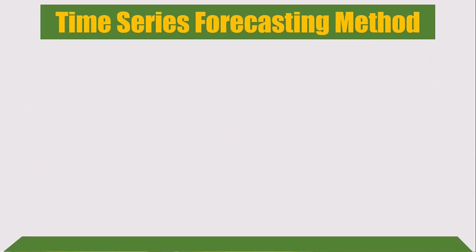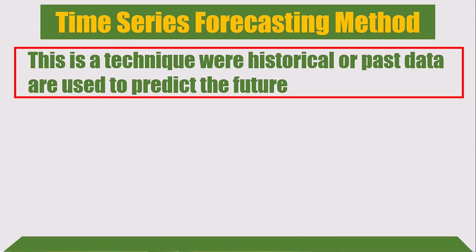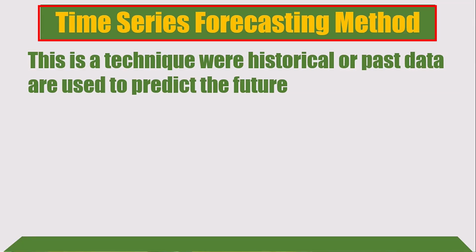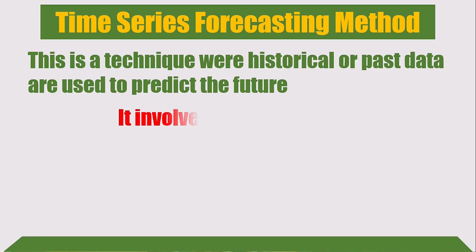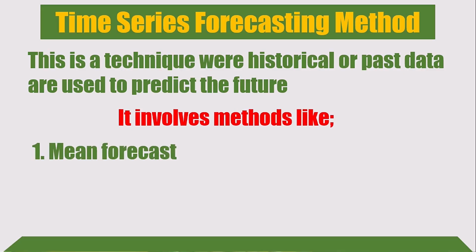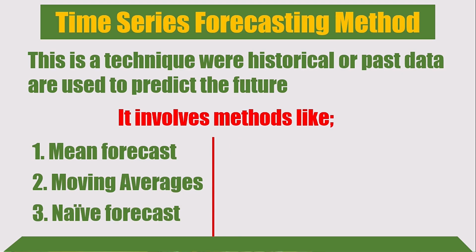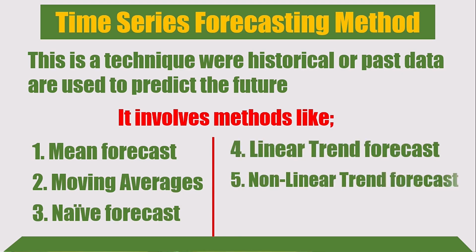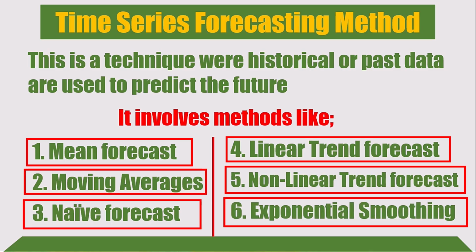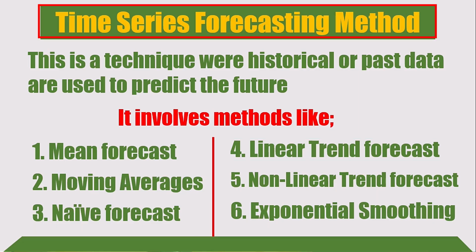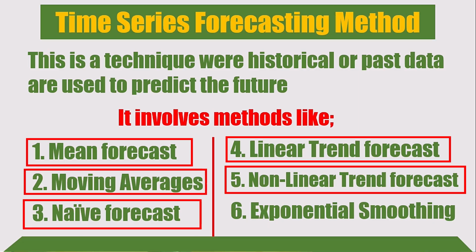Now let's talk about time series forecasting method. This is a technique where historical or past data are used to predict the future. Now since time series forecasting method highly uses past data, it's actually the most common forecasting method, and it involves methods like the mean forecast, the moving averages, the naive forecast. Then we also have linear trend forecast. Some people also do non-linear trend forecast, and the exponential smoothing. Now I'm not going to talk about all these methods here because most of our time we are going to spend on this time series forecasting method, and we're going to be talking about those methods there.